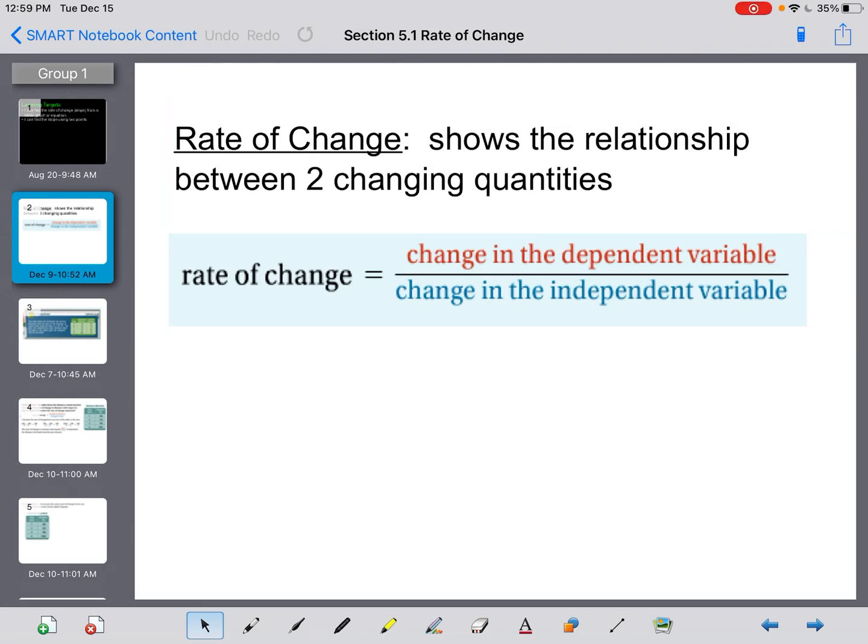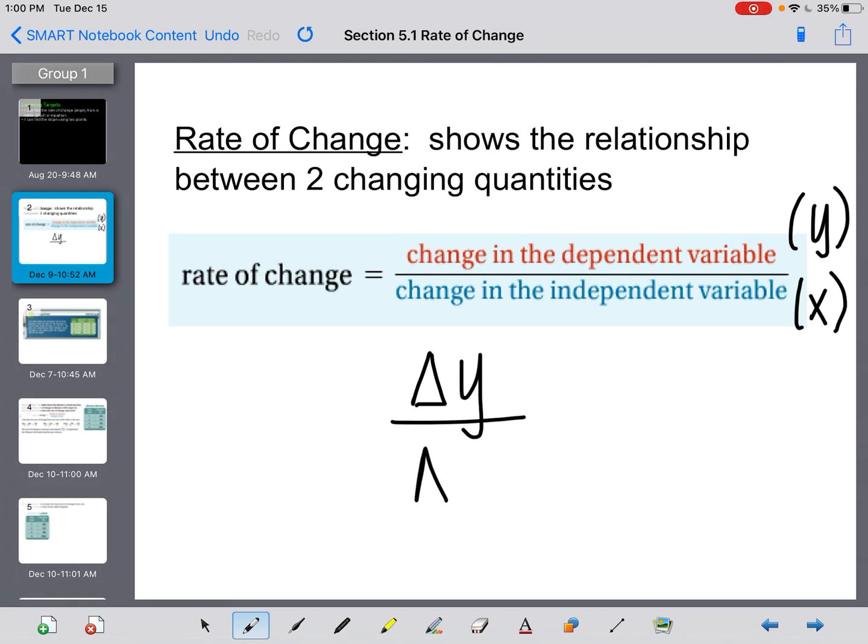Okay, the definition of rate of change is something that shows the relationship between two changing quantities, which means we need to find the change in the dependent variables, or the y's, and put that on top of the change in the independent variables, which is the x's. Another way you might see it written: this little triangle means change, so the change in the y's over the change in x.